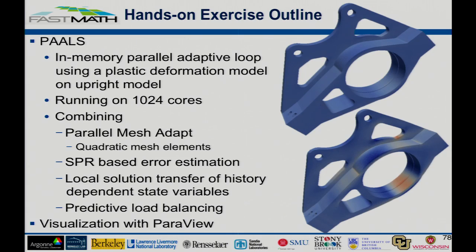We'll then follow that with the motivation for an in-memory parallel adaptive loop. As Glenn described earlier, it's a weld failure description. The example you'll run is the large deformation on the upright geometry. It runs on 1,000 cores. It's using parallel mesh adapt, quadratic mesh elements, SPR-based error estimation, and local solution transfer of history-dependent state variables at quadrature points. And we use predictive load balancing to keep everything well balanced and efficient. And lastly, we'll do visualization of the resulting analysis results with ParaView.